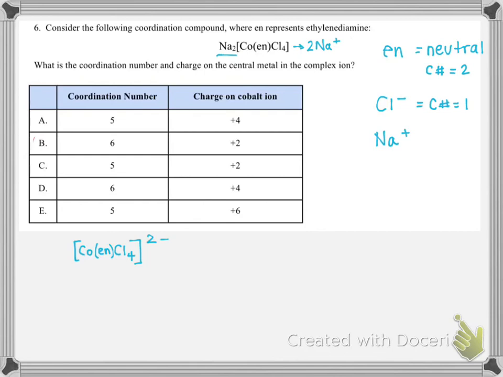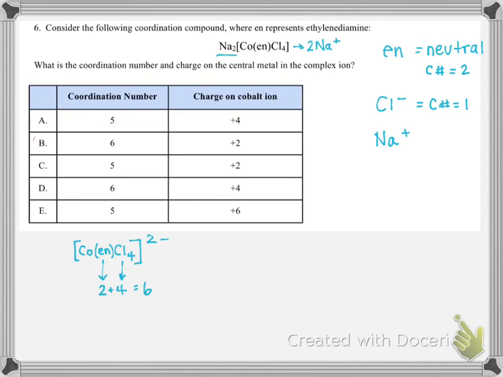Okay, and so once we have our complex isolated, we can figure out the coordination number by looking at the ligands stuck in the brackets with our metal. And so En is a neutral bidentate ligand, so it's contributing a coordination number of 2, and we just have one of them. And then each chloride has a coordination number of just 1, and we have 4 of them, so overall we have a coordination number of 4 coming from all of those chlorides. And so the overall coordination number is going to be 6 for this complex.